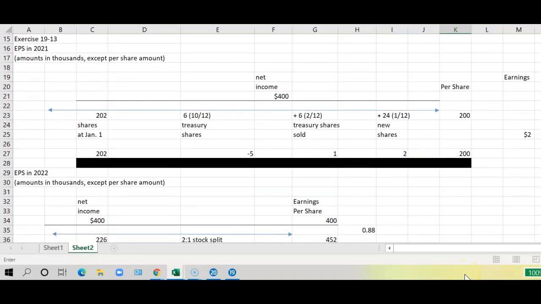I will now like to go over exercise 19-13, and the first thing they ask for is determine 2021 earnings per share. They tell us in the problem that their actual net income for 2021 was $400,000, and the beginning shares January 1st, 2021 was 202,000 shares.